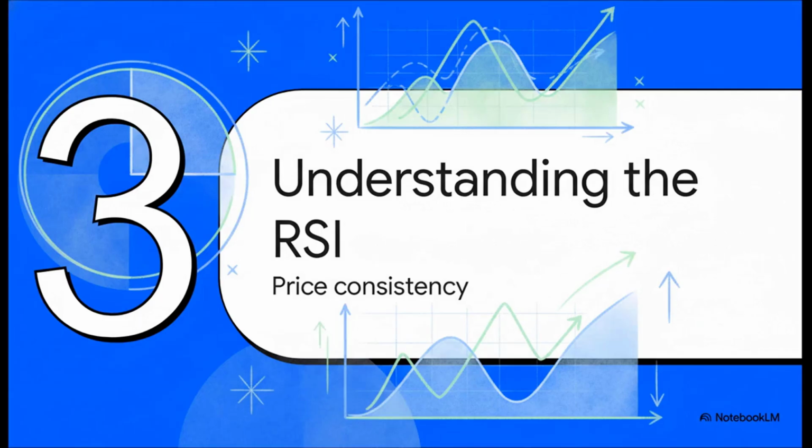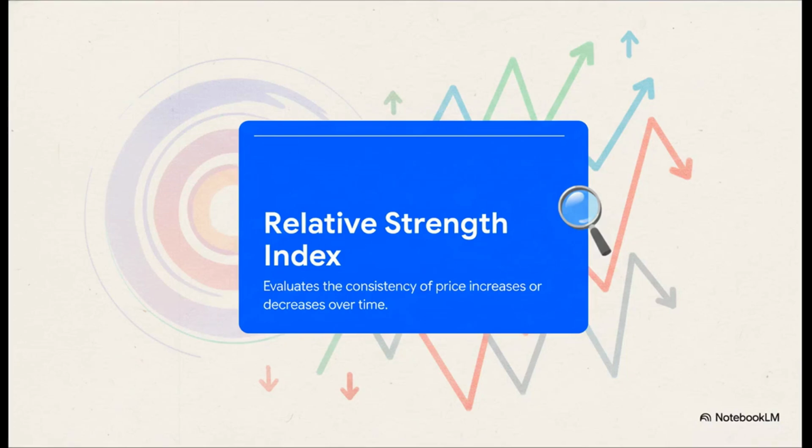Okay, let's switch gears. We've seen the snapshot. Now let's look at the performance review, the relative strength index. See, with the RSI, the magic word is consistency. It cares less about where the price is right now and a lot more about the character of the recent price moves.